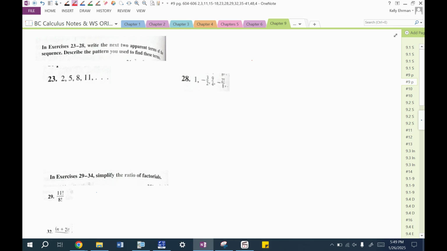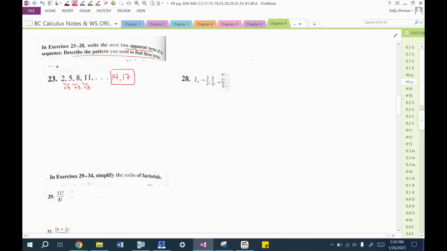Write the next two apparent terms of the sequence. Describe the pattern you use to find these terms. So describing the pattern, I'm going to assume that means like find a formula for the nth term. Maybe that's not what they meant, but looking at these, the first thing I think of is, can I add or subtract something to get to the next term? And if that doesn't work, can I multiply or divide by something to get to the next term? So this one looks like it's just +3 each time. Okay, so the next two apparent terms, if I add 3, are 14, add 3 again, 17.